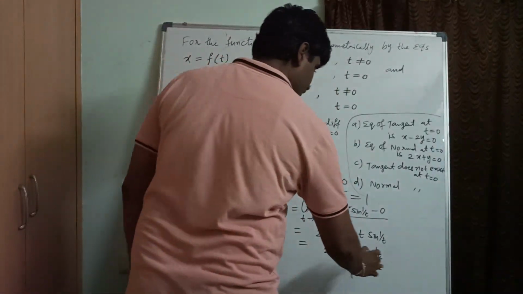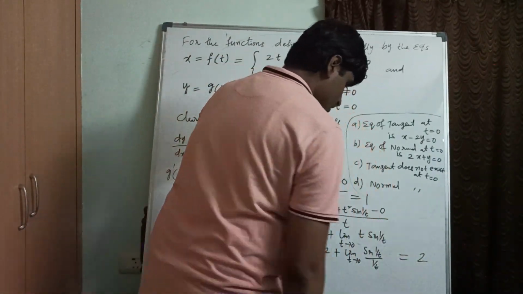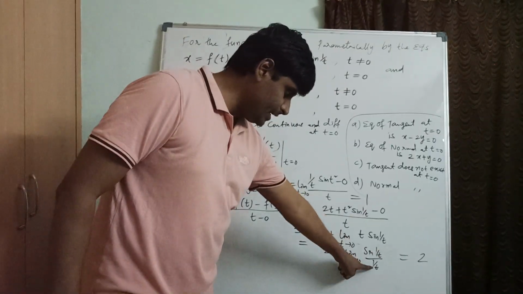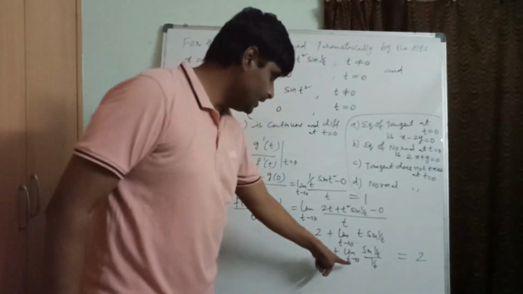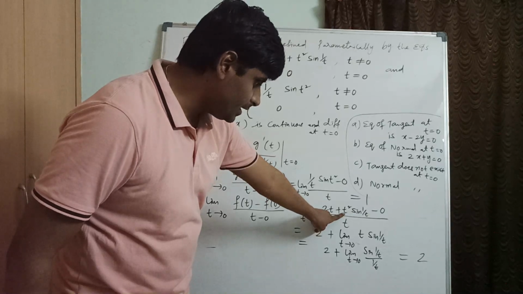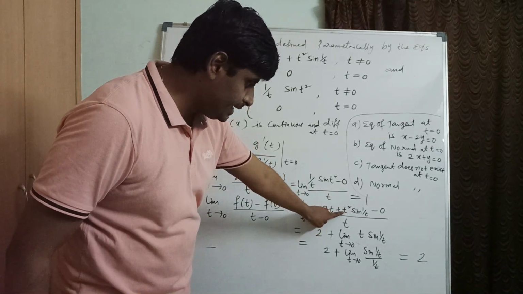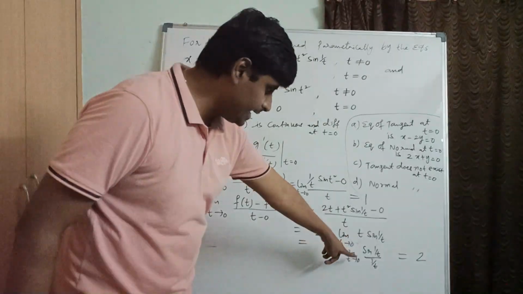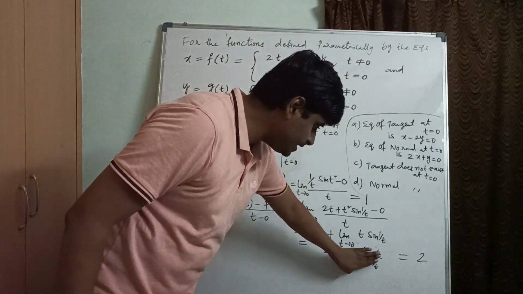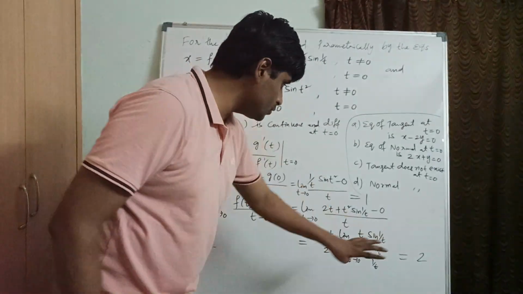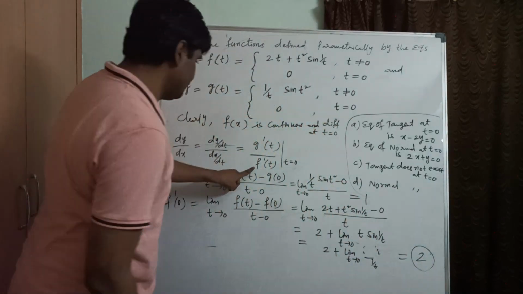Correct? So this will become 1 here, and we will get 0 here, right? Sin 1 by t, 1 by t, this will be 0, because 1 t is left here, if you observe. T cancels, 1 t is left. If you substitute 0, directly it will be 0. We need not write this step also, it will be 0. 2 plus 0, 2. That means, what is f dash of t?